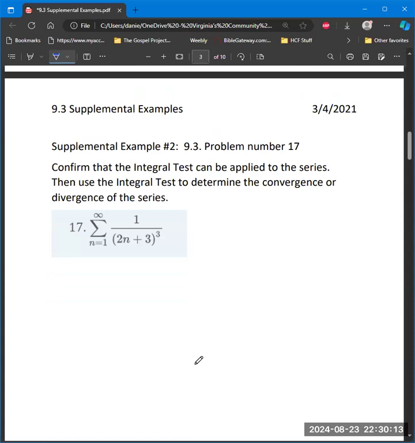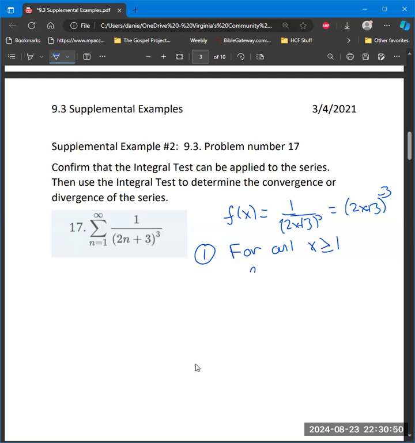Let's go ahead and look at this example, which is like number 17 from 9.3. Confirm the integral test can be applied to the series, then use the integral test to determine the convergence or divergence of the series. So my f of x of interest here is equal to 1 over 2x plus 3 to the third, which is equal to 2x plus 3 to the negative third. So for all x greater than or equal to 1, 2x plus 3 is great.